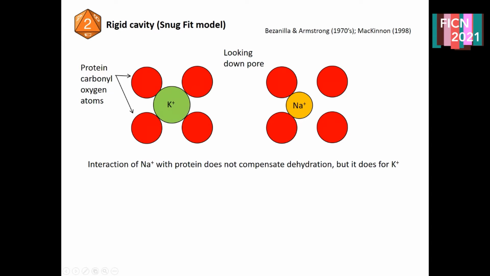However, if the pore is quite rigid and we put a smaller ion in, it can't form these favorable coordination distances. And so the interactions with these carbonyls are less able to compensate for that dehydration cost. As a consequence, with this rigid cavity or this rigid pore, we think that potassium fits in better and is likely to be selected. And obviously you can get similar kinds of selection for different ions with different pore sizes.